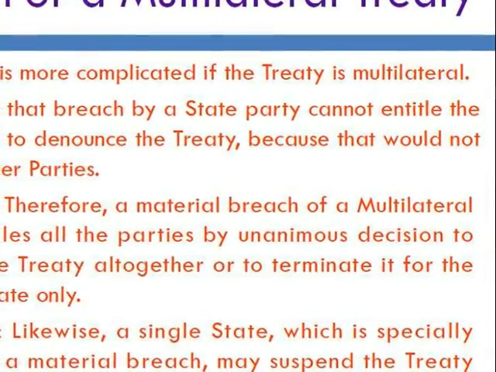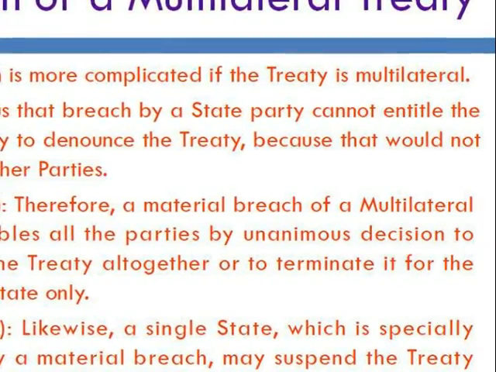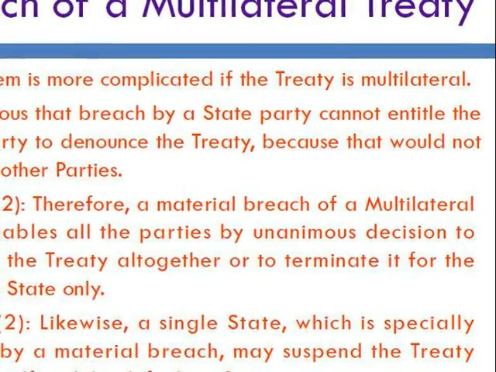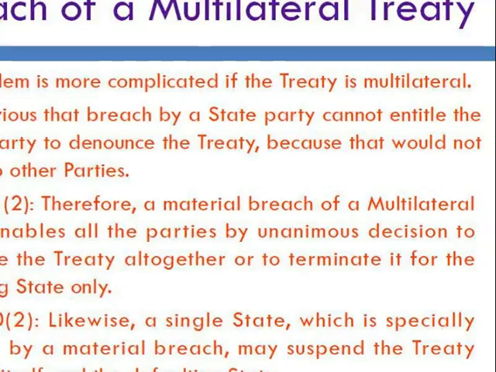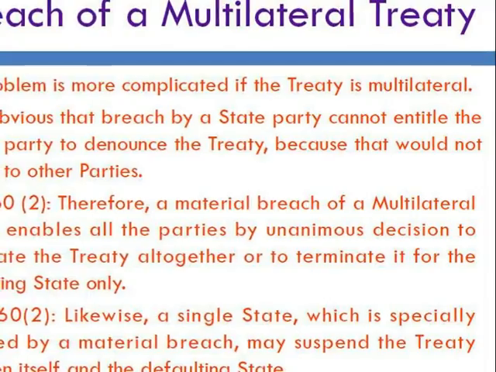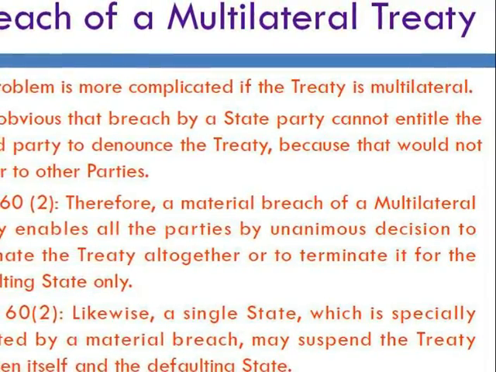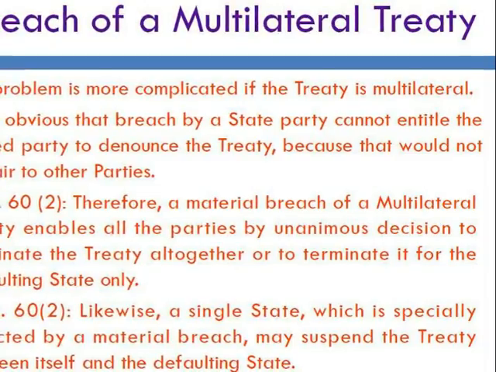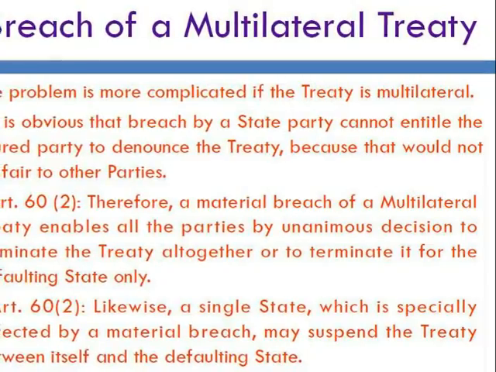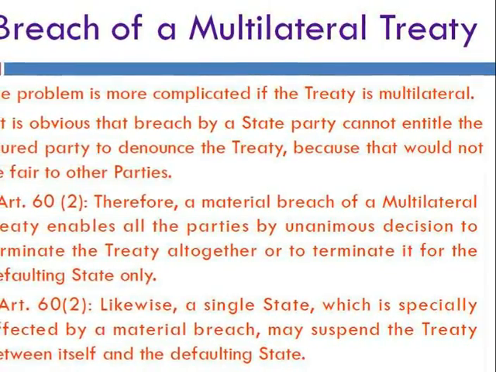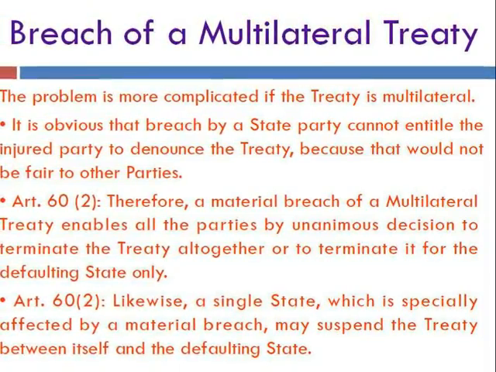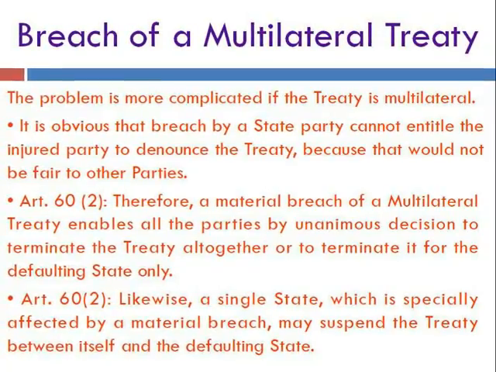Breach of a multilateral treaty. The problem is more complicated if the treaty is multilateral. First, it is obvious that breach by one state party cannot entitle the injured party to denounce the treaty, because that would not be fair to the other parties, Article 62. Thereafter, a material breach of a multilateral treaty enables all the parties, by unanimous decision, to terminate the treaty altogether, or to terminate it for the defaulting state only, Article 62. Likewise, a single state which is specially affected by the material breach may suspend the treaty between itself and the defaulting state.